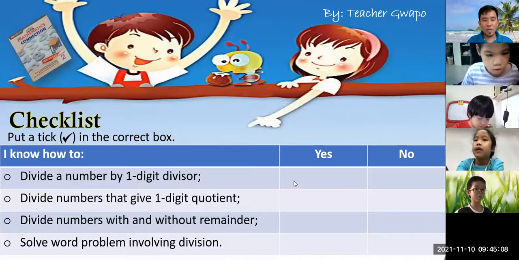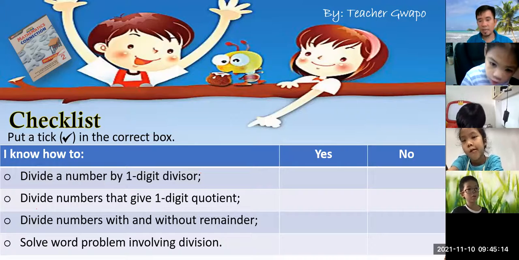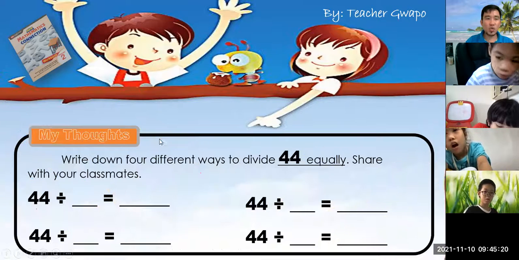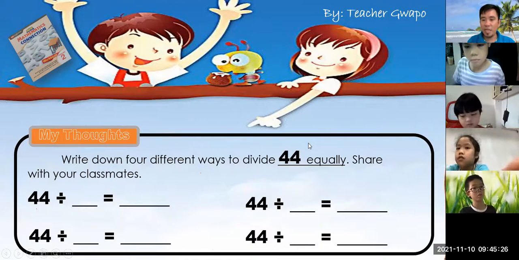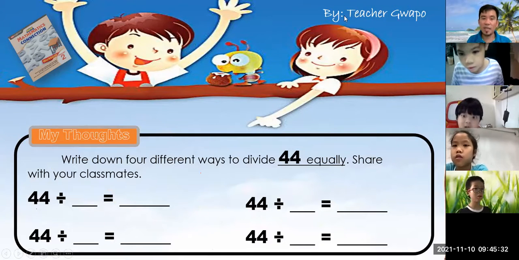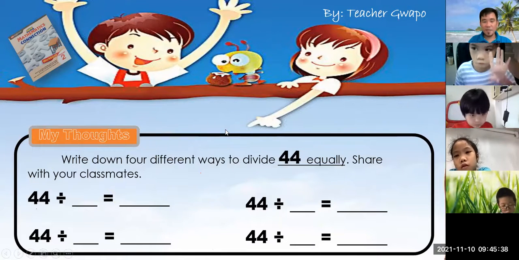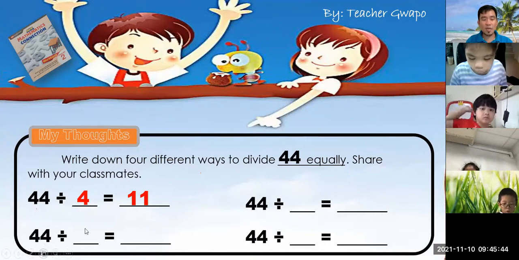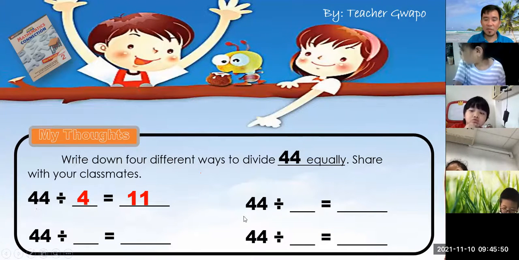Now here, don't forget to tick page 106. Tick this one, okay? Tick, tick, tick, and tick. And then try to write down 4 different ways to divide 44 equally, okay? And then share with your classmates by taking a photo and sending it in our group line, okay? Example, just like this, 44 divided by 4 is 11. Now, what other divisors can we write here for 44?